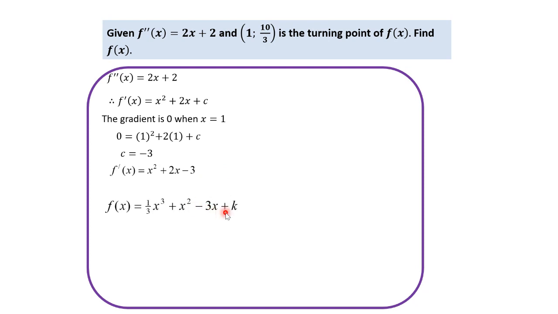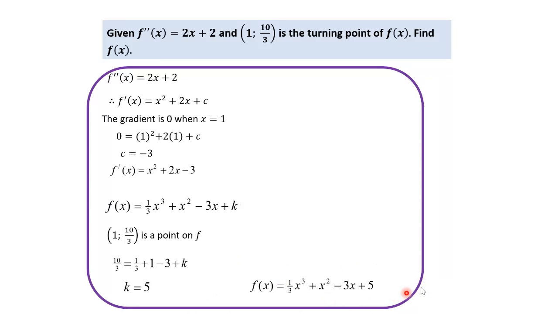Now I'm going to add on a different variable for my constant, just to emphasize that it's not c, which we know to be -3. And so I now need to find the value of k. How am I going to find k? I have to sub in a point. Now this is f of x, so this is my y and that's my x. Yes, it's a turning point, but it is also a point that sits on my curve. So I can substitute in, replacing x with 1 and y with 10/3, and find the value of k. And hence, my function is now f of x equals that expression there.